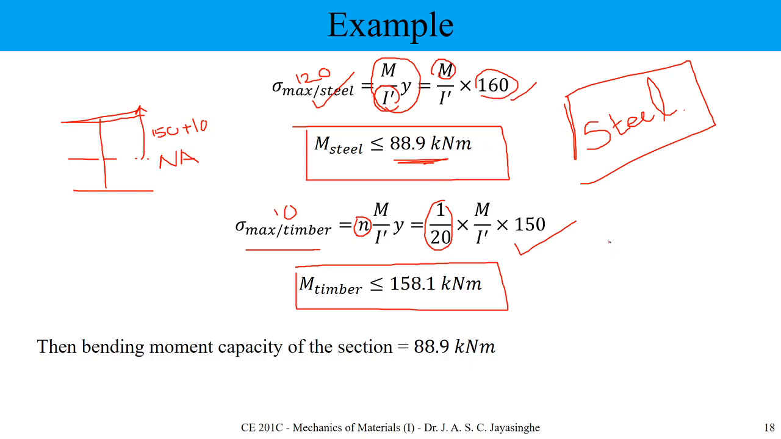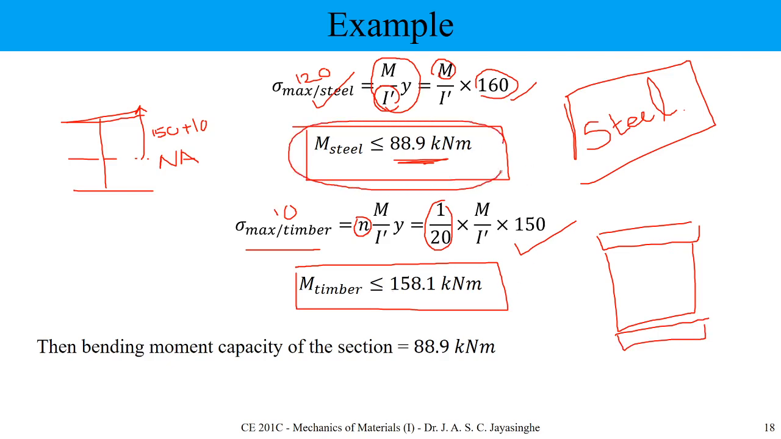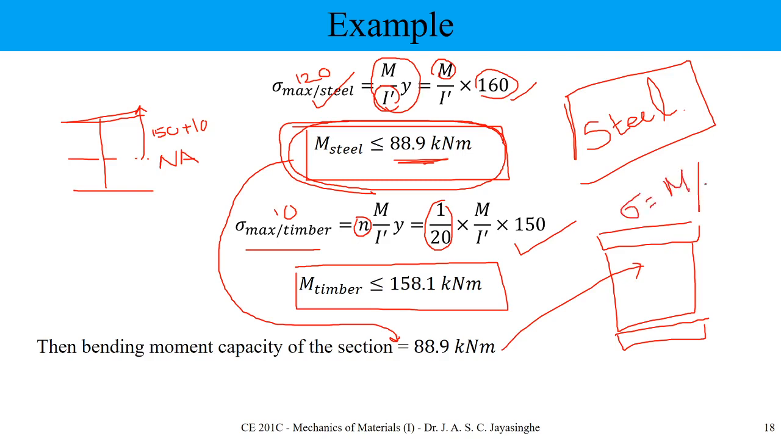But we have a combined one, that means we have steel, wood and steel, okay? So to be on the safe side you need to use the smallest one. That means this is the value that we can use as the bending capacity of this cross section, and this is a usage of the simple bending formula, M over I, or Y with transformed sections.